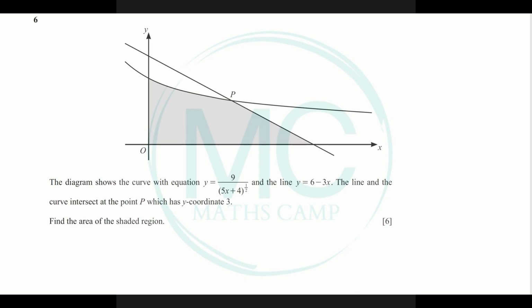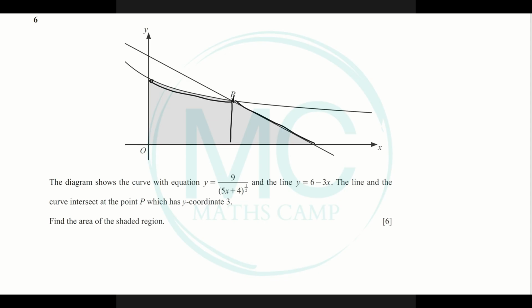But in this diagram, we can see that the shaded area lies below the curve up to point P, and then on this side, it lies under the straight line. So we have to find this shaded area in 2 sections. The shaded area starts at the y-axis, where x is 0, but we need to find our other x restrictions. And the first one we need to find is the x-coordinate of P.